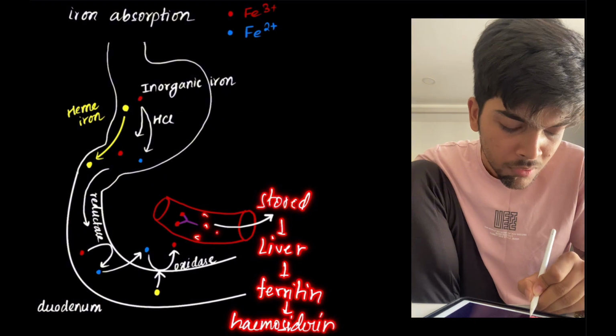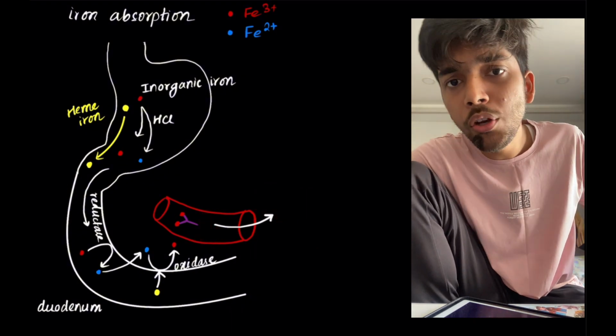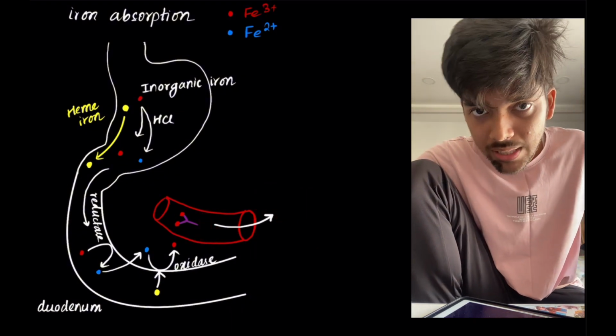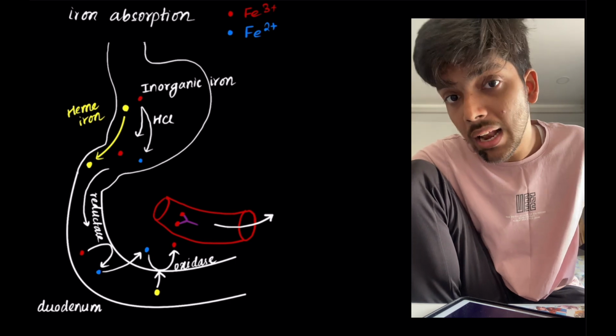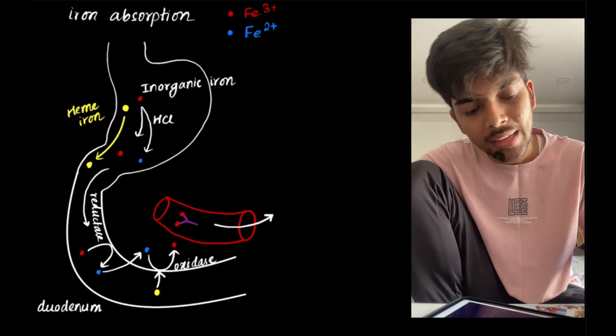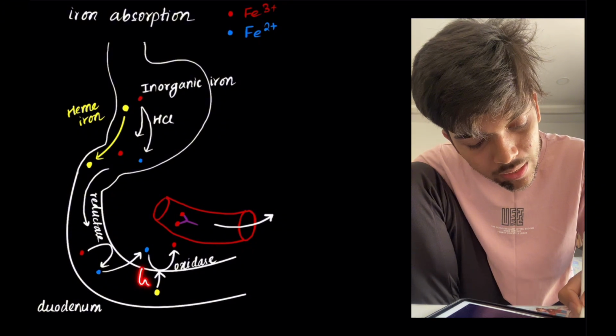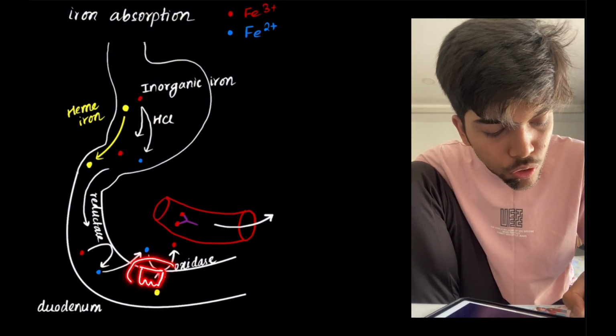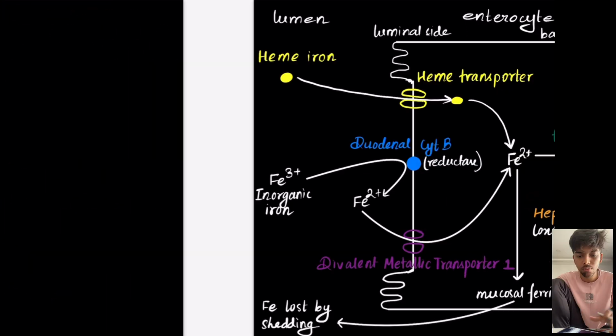hemosiderin. Okay, now that you know the basics, let's look at the same thing in much more detail as per the diagram given in Robbins. So what I'm going to do is take this enterocyte right here and zoom into it. So this is what it looks like.